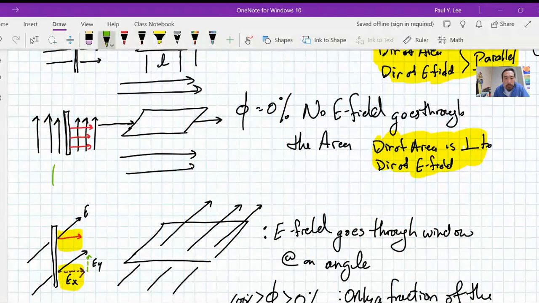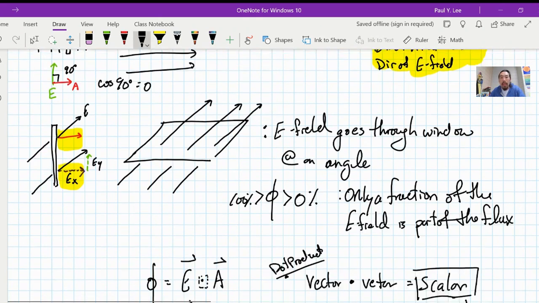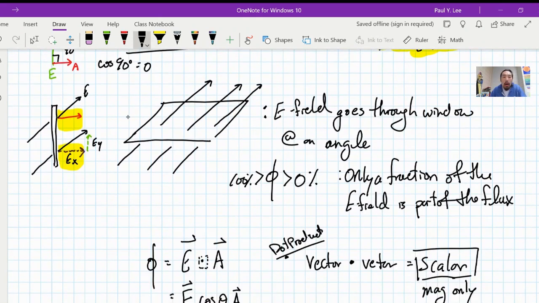So let's go below. Here we see that the E field is going upwards, and the direction of the area is going this way. So this angle here is 90 degrees, and a cosine of 90 degrees gives us 0. So this means that 0% of the E field contributes to the flux. And that's where this angle tells us the amount of flux for the angled E field vector. Only the component of the E field that is parallel to the direction of the area is considered to be part of the flux.